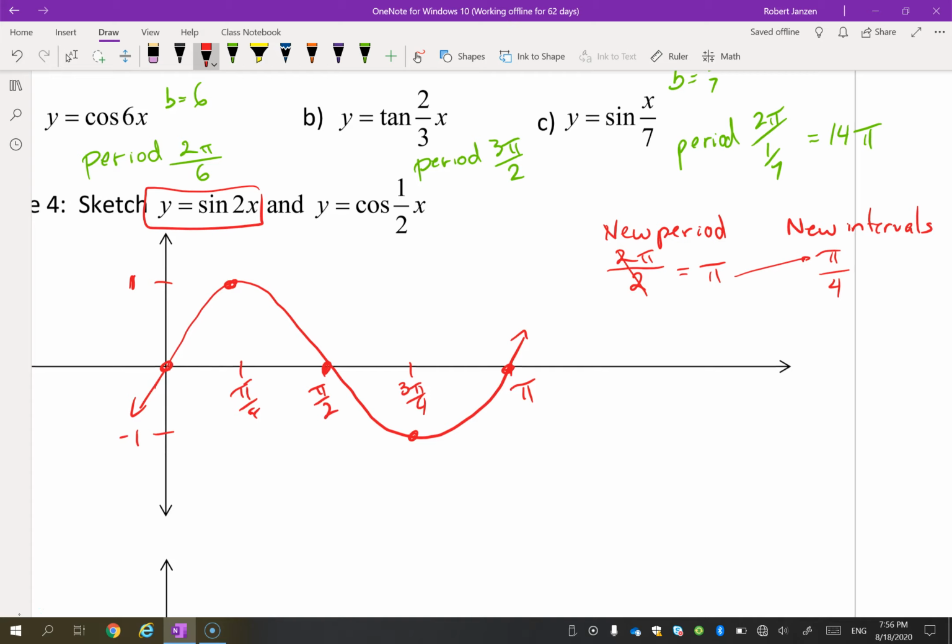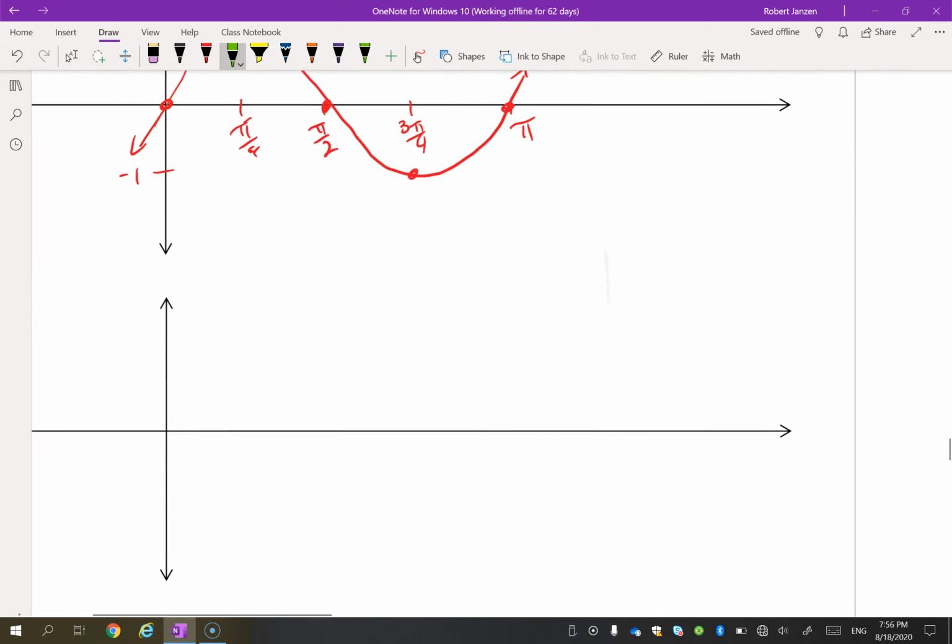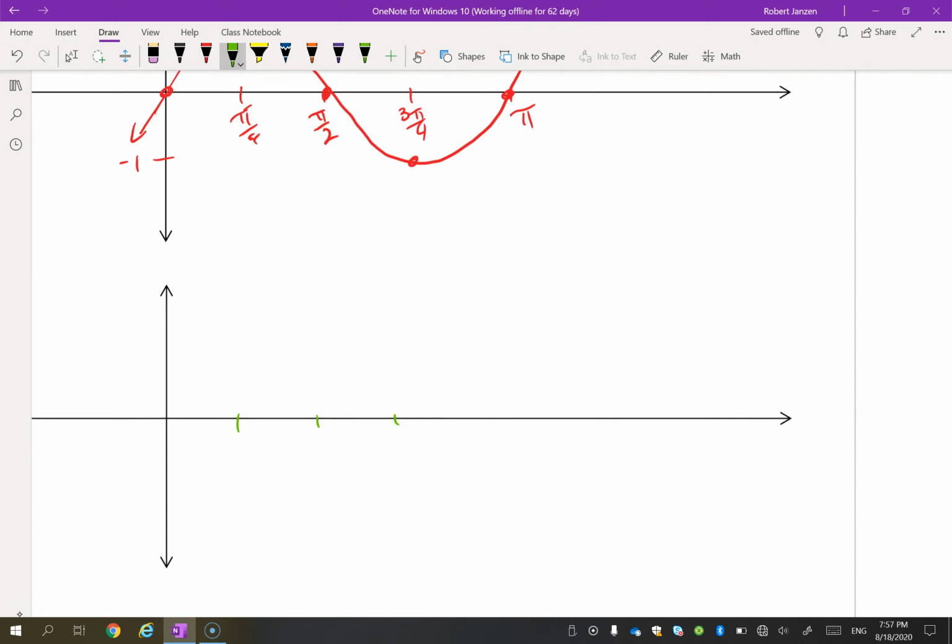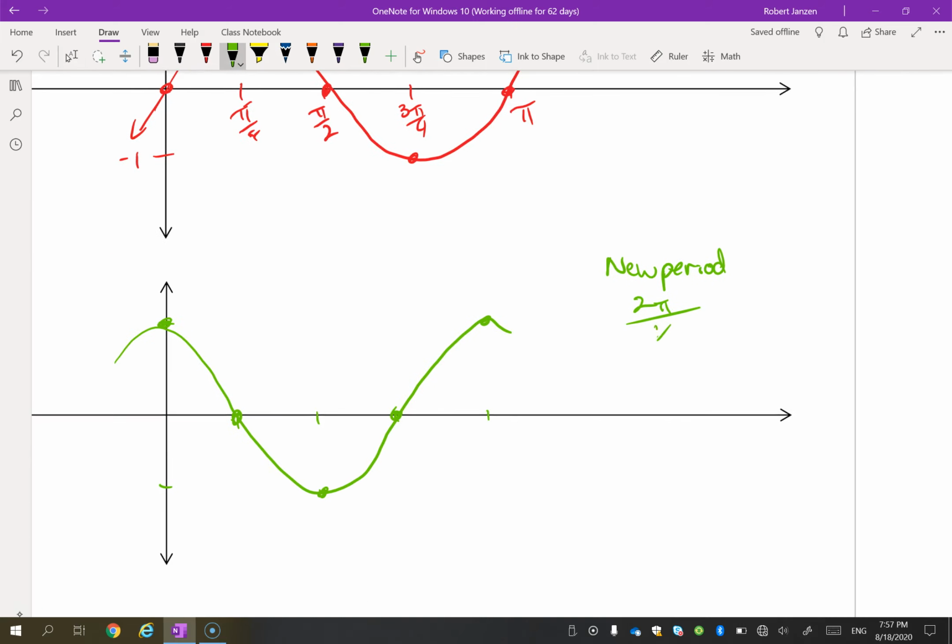Let's try this graph. So start by drawing the cosine graph. And then let's look at the new period. Remember, the old period is 2 pi. The b value in this case is a half. What's 2 pi divided by a half? That's 4 pi. So that's the new period.